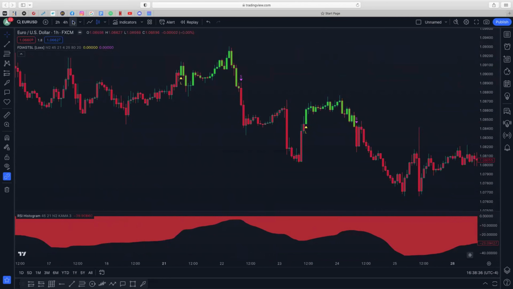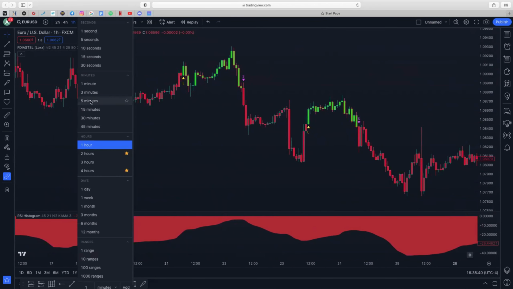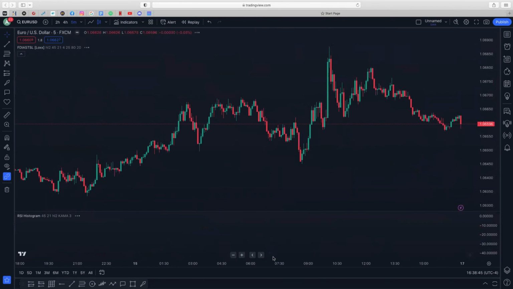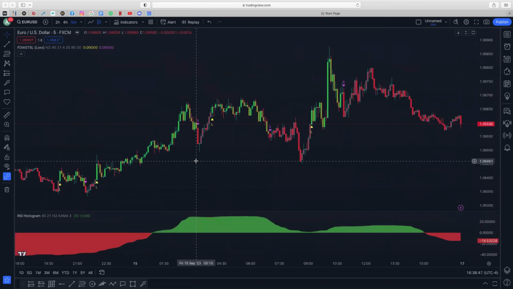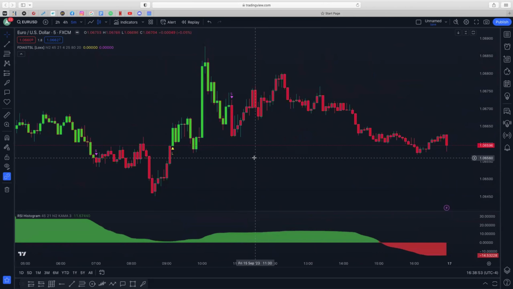Okay, so we are going to move over to a smaller time frame. Let's take, for example, the 5-minute time frame. Remember, we are scalpers, and on this channel we provide scalping content. So I want to make sure that we always have trading signals that will enable us to scalp without any problems. Now, the same explanation goes here.